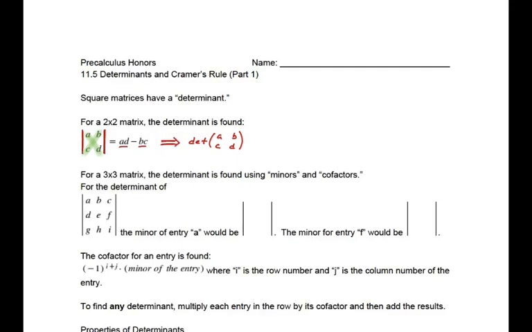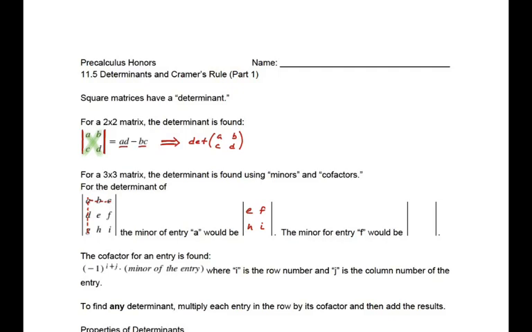So to look at calculating the determinant of a 3 by 3 matrix, we first have to define what are called minors and cofactors of a matrix. So for the determinant of this generic matrix here, A, B, C, D, E, F, G, H, I, the minor of entry A, the way that we are going to think about it is, if I were to cross out all of the entries in the same row as A and the same column as A, the minor of that entry would be the rest of the entries in the matrix. So in this case, the minor of entry A would be E, F, H, I.